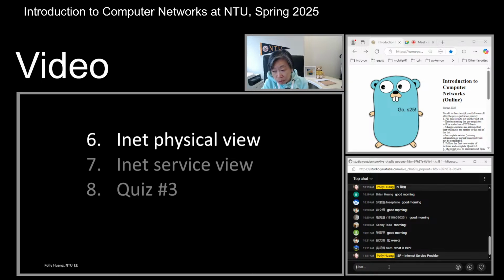And there was a question from Sing. What is ISP? Yeah, it's an internet service provider. These are the companies that you subscribe to for your internet access. Right? So for home access, typically you pay companies like Chunghwa Telecom, or companies such as Taiwan Mobile, for internet access. So those big companies are called internet service providers. Okay, they provide you access to the internet. In exchange, they get your money. All right, I hope it's clear.